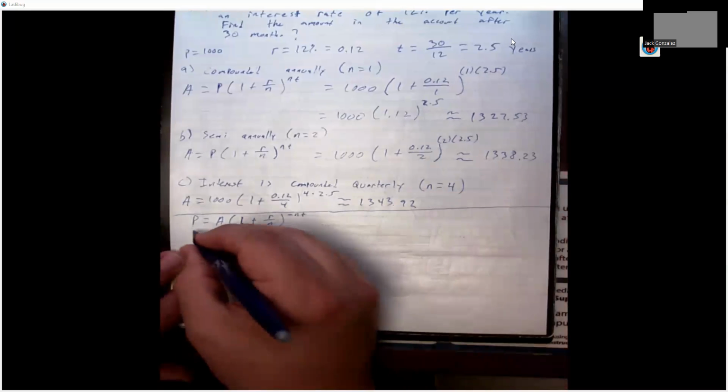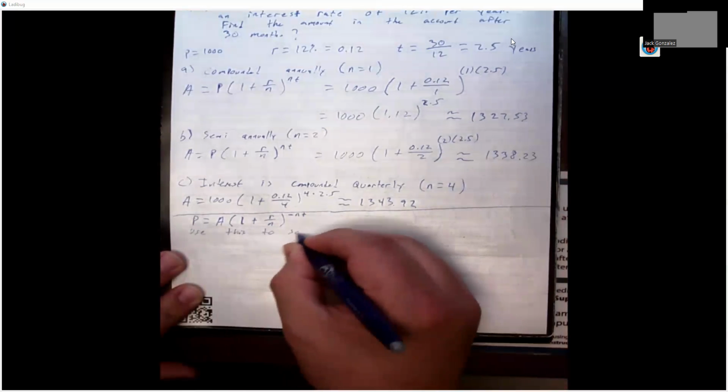So if you solve for P, looking at this formula, you're going to get this. Use this to solve for principal.